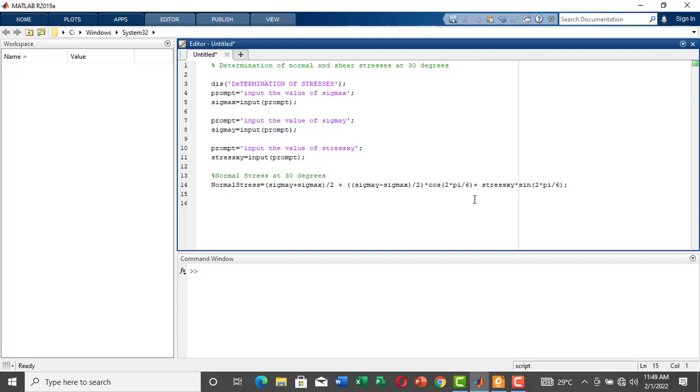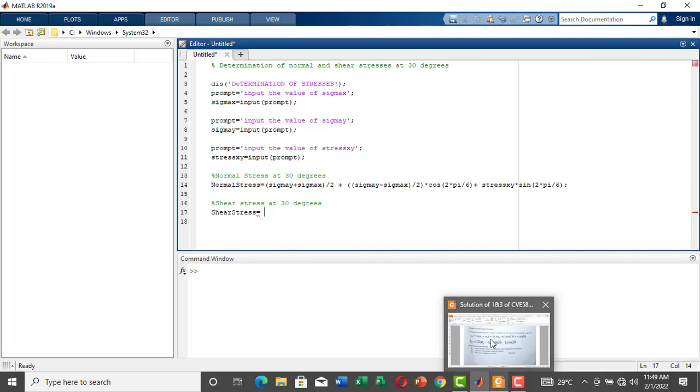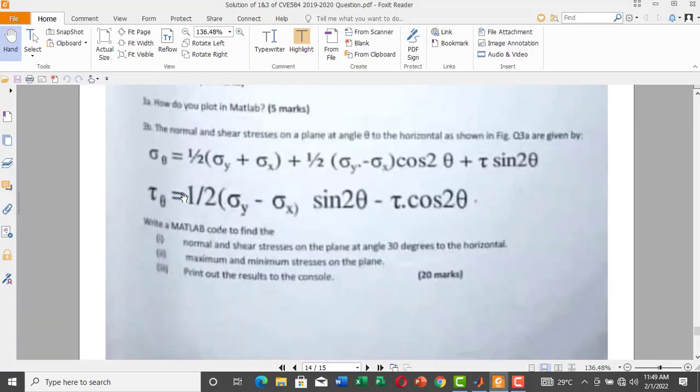So we also need to calculate the shear stress at 30 degrees. So let's put the description: shear stress at 30 degrees. Shear stress equals, so what's the formula for shear stress? Also given. So that's still sigma y minus sigma x divided by 2.